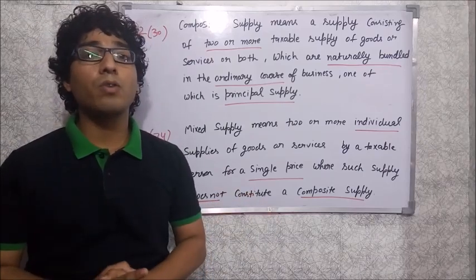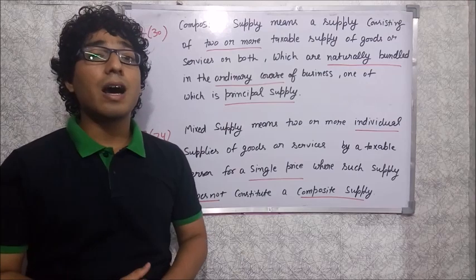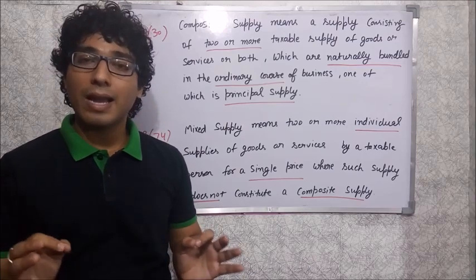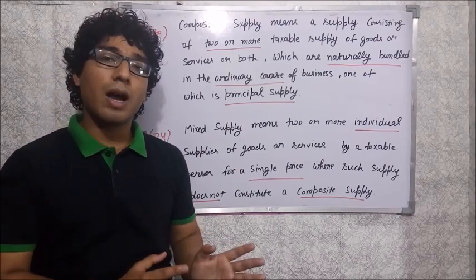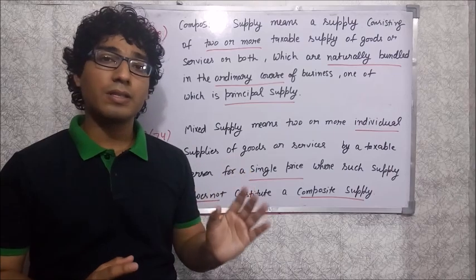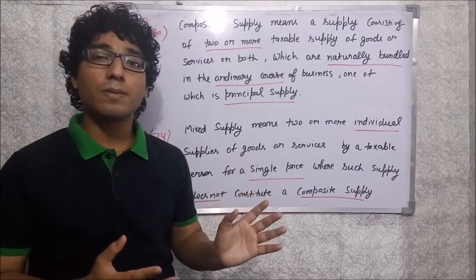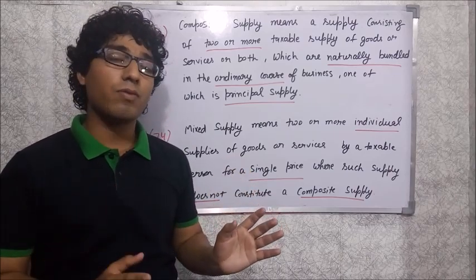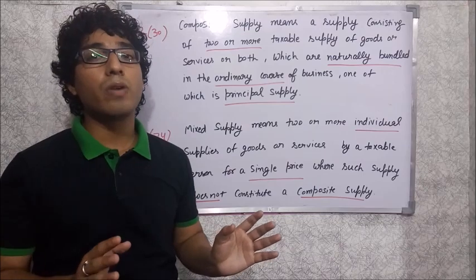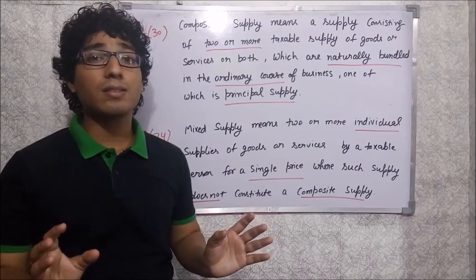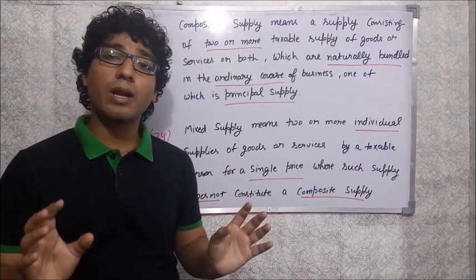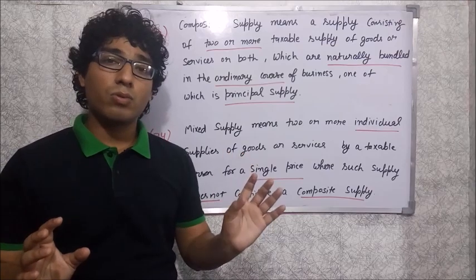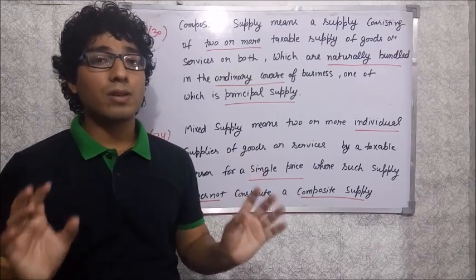For example, when you purchase a car, there is also a contract of warranty. The purchase of the car is a supply of goods, but apart from that, there is also a contract of warranty. The warranty is a supply of service. So there are two supplies, one for goods and the second for services.